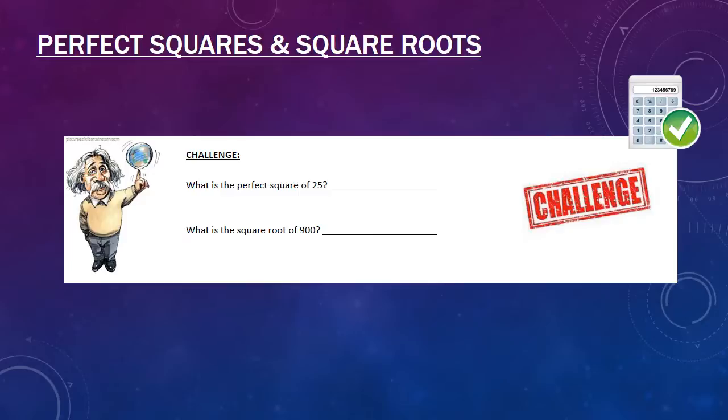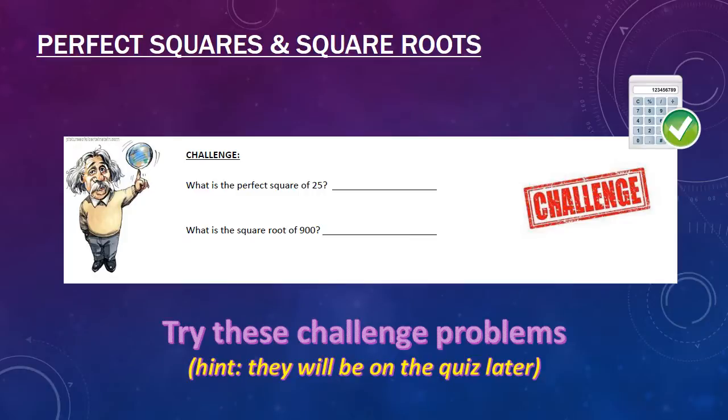And also, what is the square root of 900? Square root meaning you're finding the side length. So the product is 900. What would be the length of each side? Try the challenge problems. They will be on the quiz later, but remember this quiz is just counting for completion. You don't actually get a quiz grade.